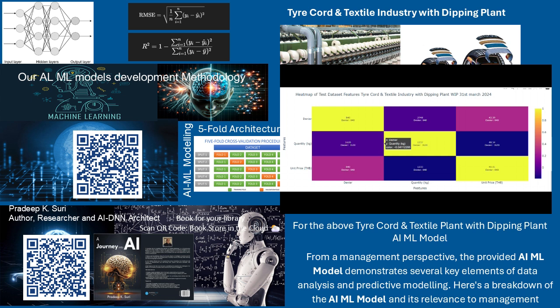Next steps. To gain deeper insights, it would be beneficial to explore data distributions: visualize the distribution of each feature using histograms or box plots. Calculate correlation coefficients: quantify the strength of relationships using statistical measures. Investigate missing data: understand the reasons for missing values and consider imputation or removal strategies. By carefully analyzing the heat map and considering these additional steps, you can extract valuable insights to support decision-making within the tire cord and textile industry.